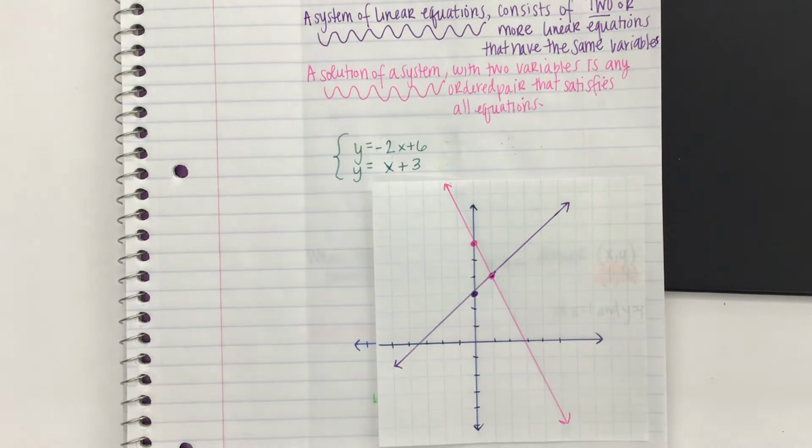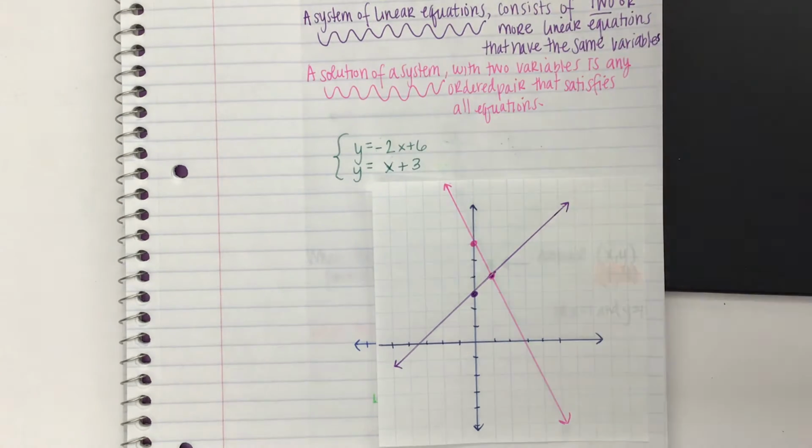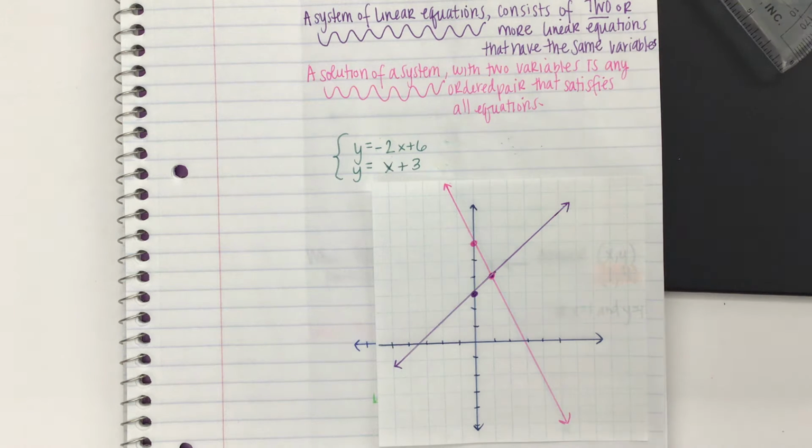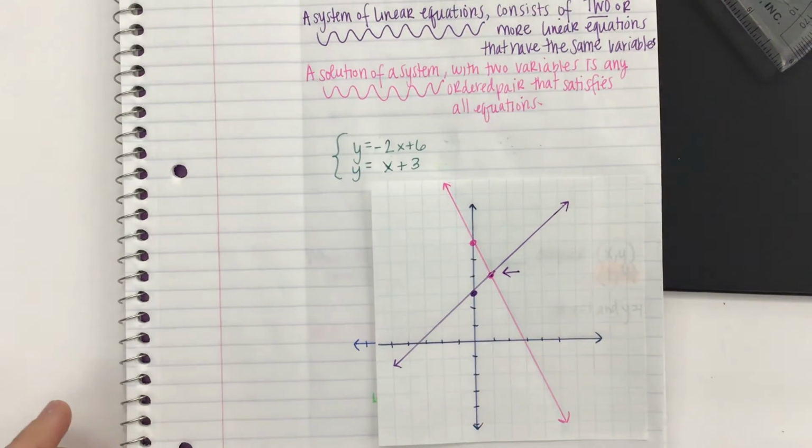We have two lines that intersect each other. Now, your solution to this system is two numbers, an x and a y, that satisfy the equations. And guess what? It's where they intersect. So when you're solving a system by graphing, wherever your two lines intersect is what your quote-unquote answer is, where your solution is. So in this case, our answer, okay, is right there.